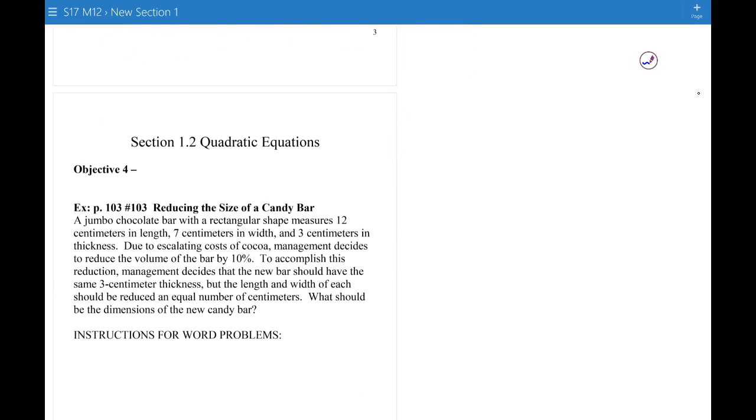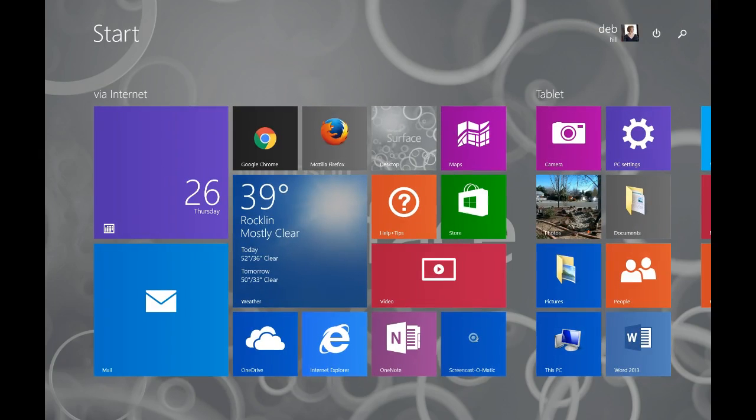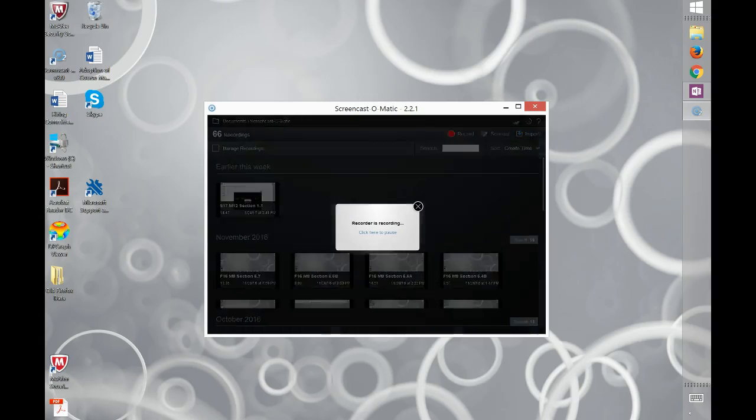Okay, and then we'll do objective 4 together in class, looking at the modeling problem. And that's it.